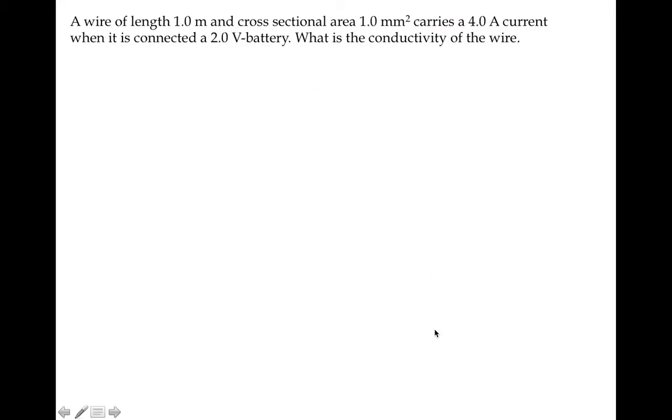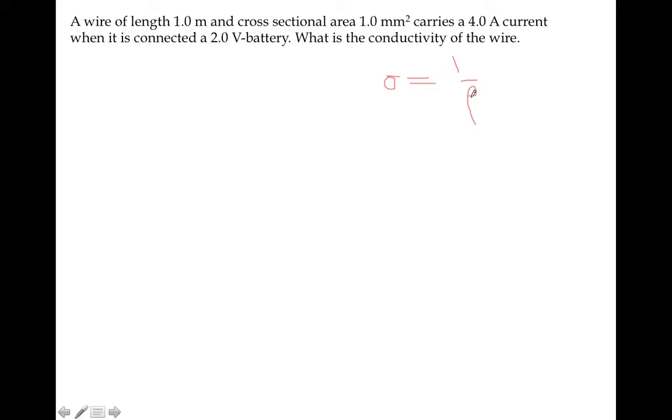Now let's look at another example where I have a wire of length 1 meter. Again, the issue of the units. It carries a 4 amp current and is connected to 2 batteries. What's the conductivity of the wire? Remember, the conductivity is 1 over the resistivity. Conductivity sigma is equal to 1 over the resistivity.